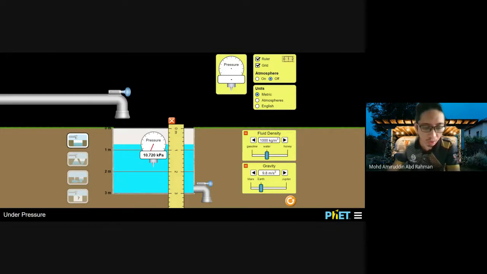So why does the pressure also change? You need to relate that. You need to answer the number 3 question. Then for number 4, you set the pressure cloud at about 2 meters. So you set it to 2 meters, somewhere around that.